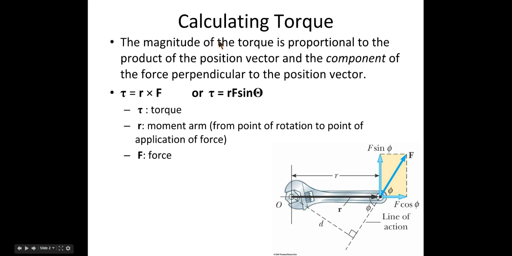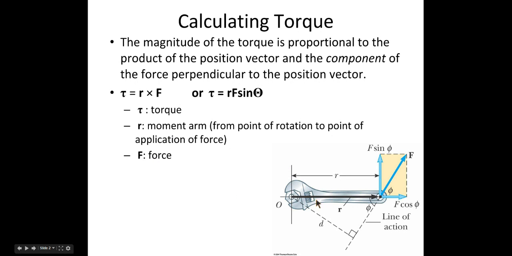Now, the way we calculate torque is this way. The magnitude of the torque is proportional to the product of the position vector and the component of the force perpendicular to the position vector. So this equation is a technical equation for that, but we'll learn about that in AP Physics C. This is the version of the equation we really want, where tau, that's small t, is the torque, r is the moment arm, you'll hear me call that the position vector, and F is the force.